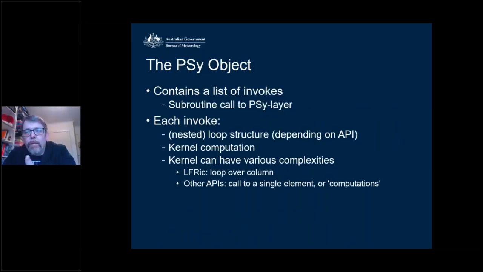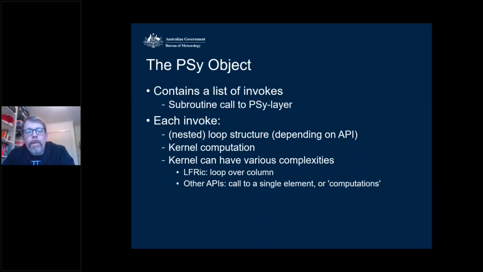You have seen you can have several invokes in one subroutine, and each invoke can have several kernels. So each invoke is basically a nested loop structure, depending on the API. If you have seen in LFRic, it's actually a single loop. In other APIs, it might be two or three nested loops. It has a kernel computation.